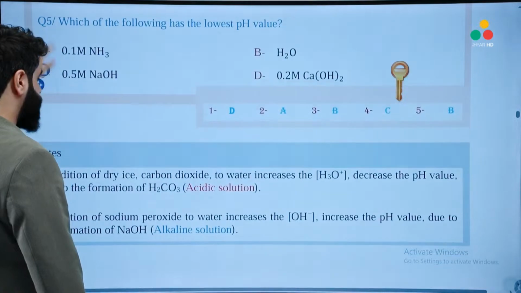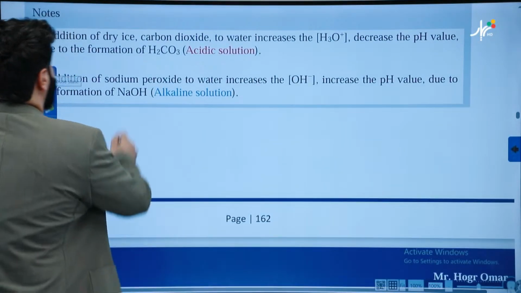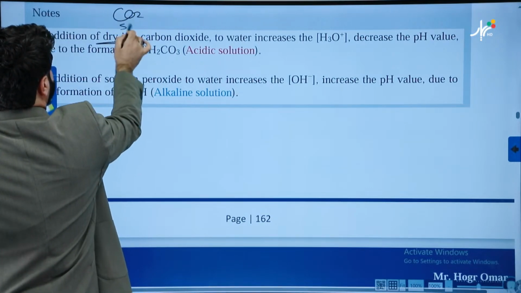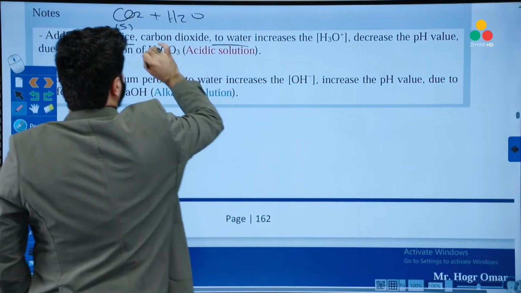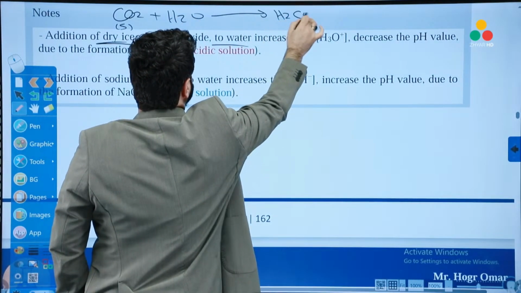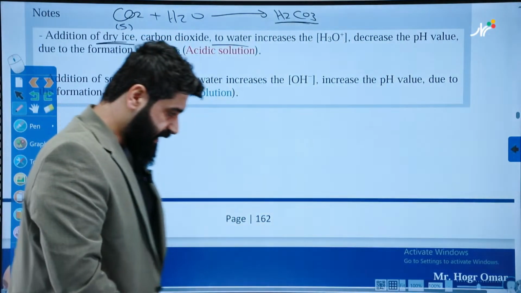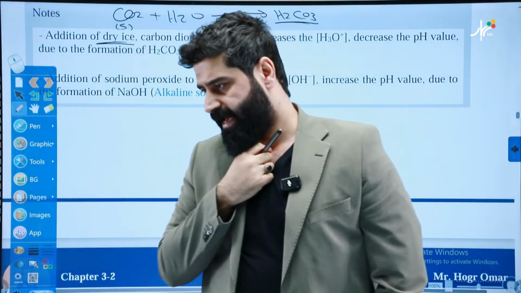We have these two notes. Stay with me, my dear. Addition of dry ice. Dry ice means solid carbon dioxide. To what? To water, to H2O. Okay, the product will be what? H2CO3. I have explained this in the acid rain phenomenon. The dissolution of CO2 in water results in H2CO3.